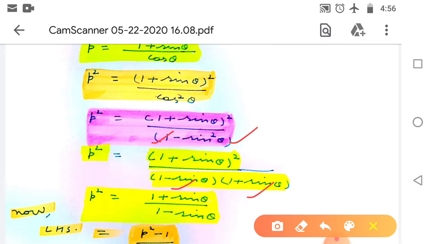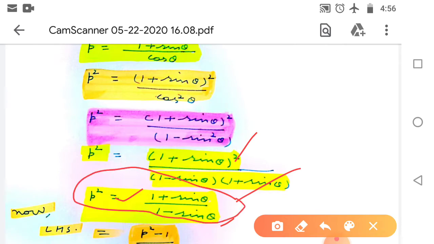Okay. What is happening? This is 1 minus sin square theta, that is in the form of a square minus b square. Clear? And a square minus b square is a minus b into a plus b, right. And now, this is 1 plus sin theta, so this is gone. So, 1 plus sin theta upon 1 minus sin theta is the value of p square. So, the value of p square comes 1 plus sin theta upon 1 minus sin theta.